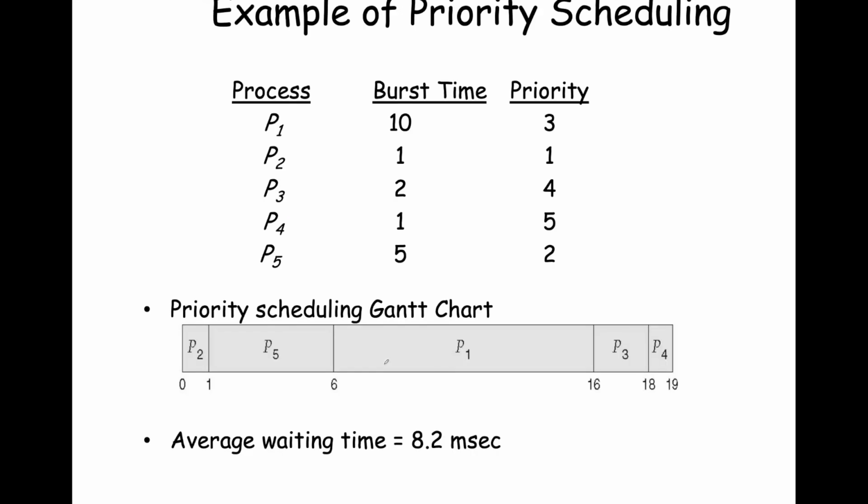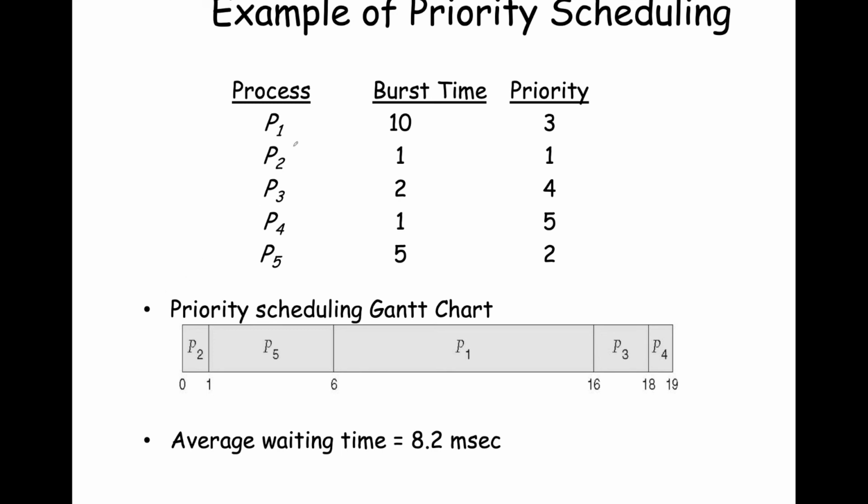And so here's an example of priority scheduling. Let's imagine we have 5 processes, P1, P2, P3, P4, and P5, with burst times of 10 milliseconds for P1, 1 millisecond for P2, 2 milliseconds for P3, 1 millisecond for P4, and 5 milliseconds for P5. Their priorities are 3 for P1, 1 for P2, 4 for P3, 5 for P4, and 2 for P5.